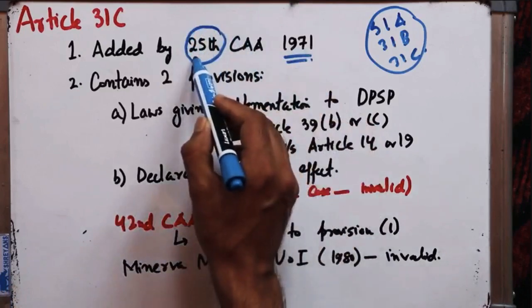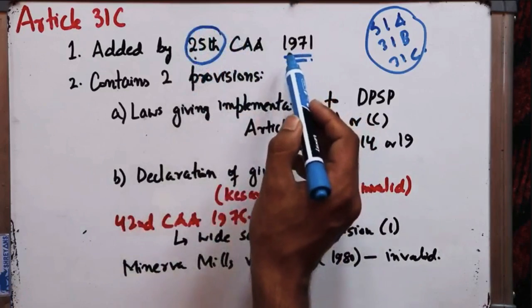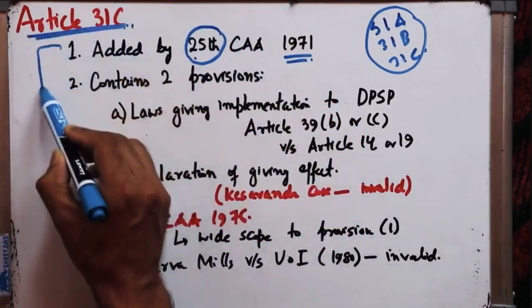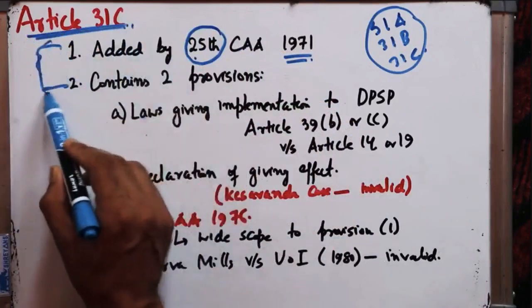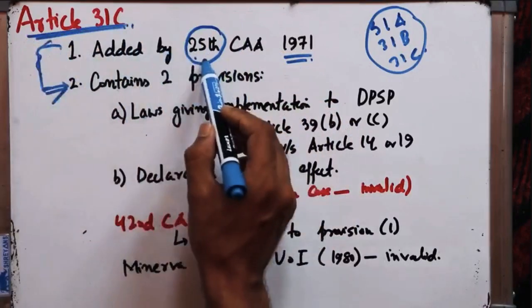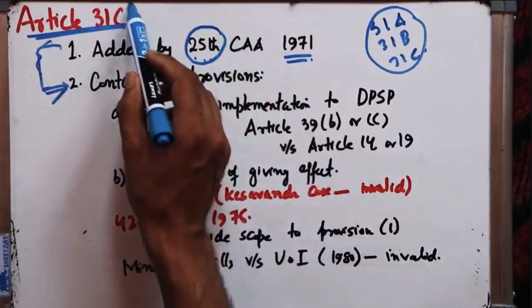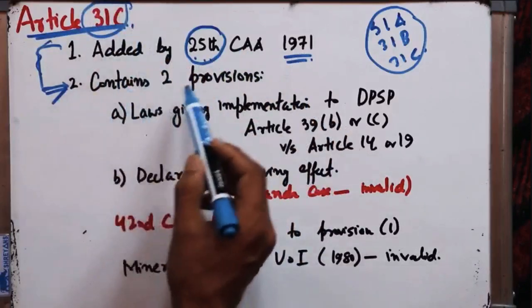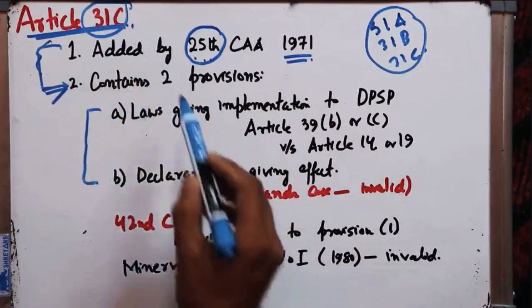And this amendment Act of 1971 was intended to insert Article 31C having two provisions. Having how many provisions? Two provisions. So the 25th Constitutional Amendment Act of 1971 added Article 31C, and Article 31C contained how many provisions? It contained two provisions, right?